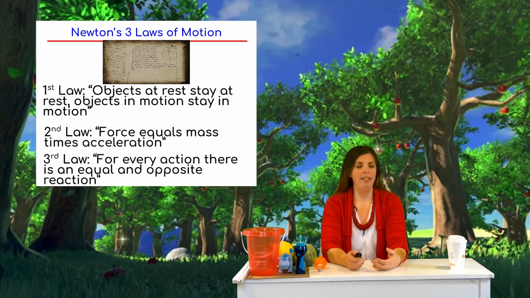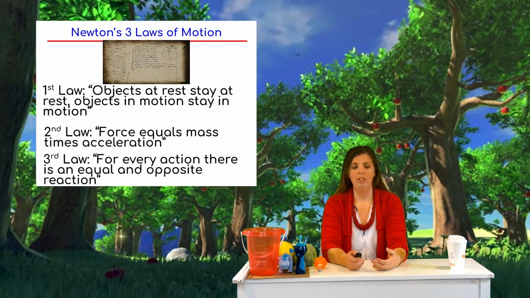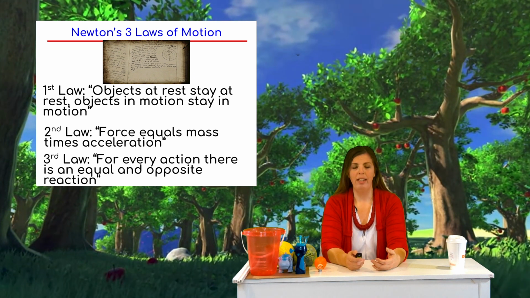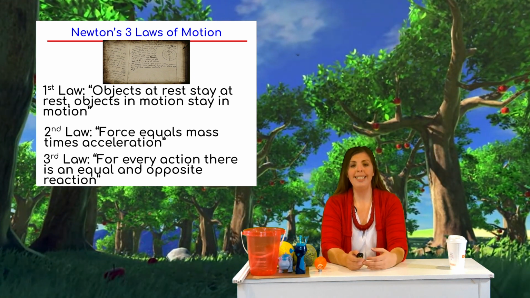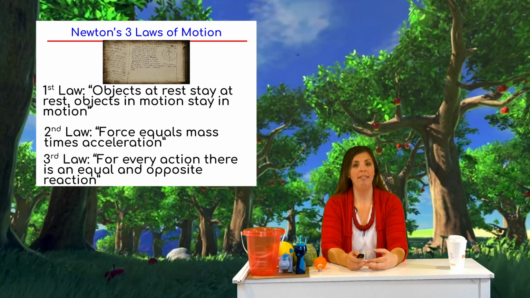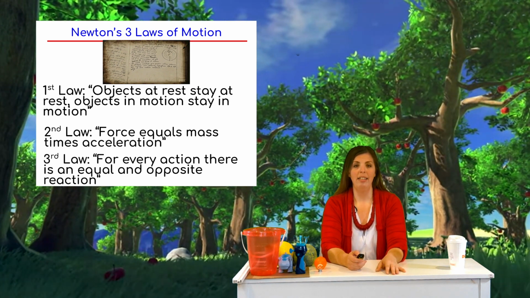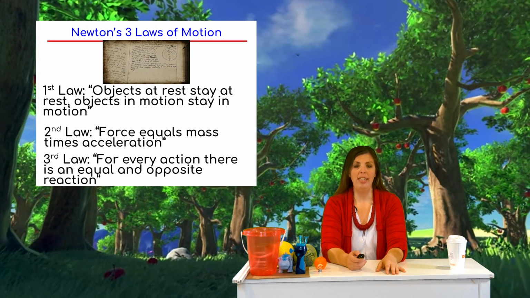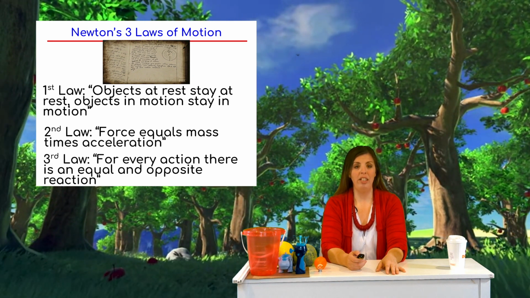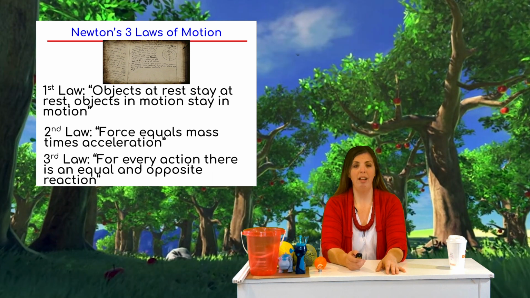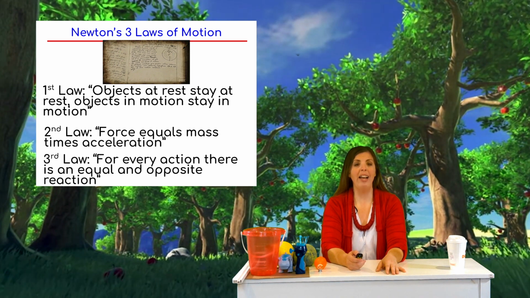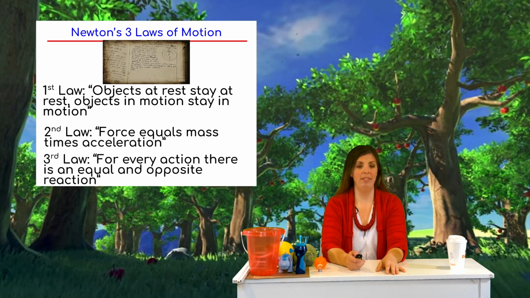So the 3 laws of motion that Sir Newton described. Law number 1. Objects at rest stay at rest. Objects in motion stay in motion. Law number 2. Force equals mass times acceleration. And law number 3. For every action, there is an equal and opposite reaction.